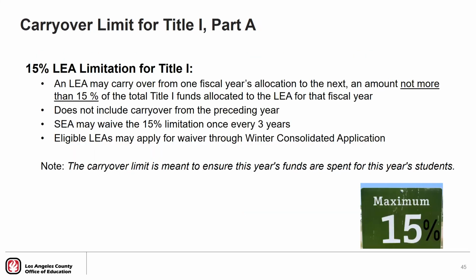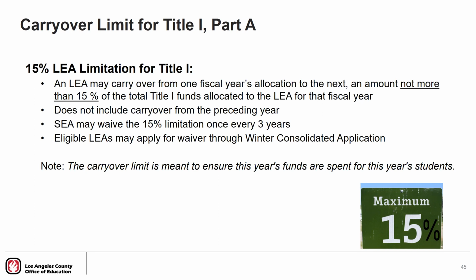An LEA is allowed to carry over a portion of their allocated Title I funds from one fiscal year to the next. This amount, however, must not exceed 15% of the total Title I funds designated for the LEA in that fiscal year. It's important to note that this 15% limit does not include any funds carried over from the preceding year. CDE may grant a waiver of the 15% limitation, but only do so once every 3 years.